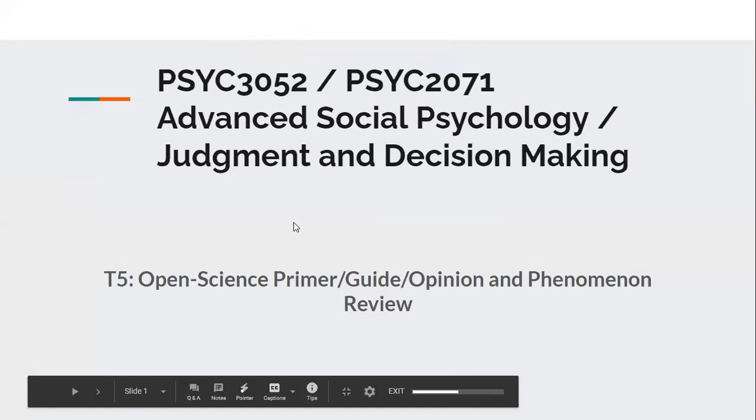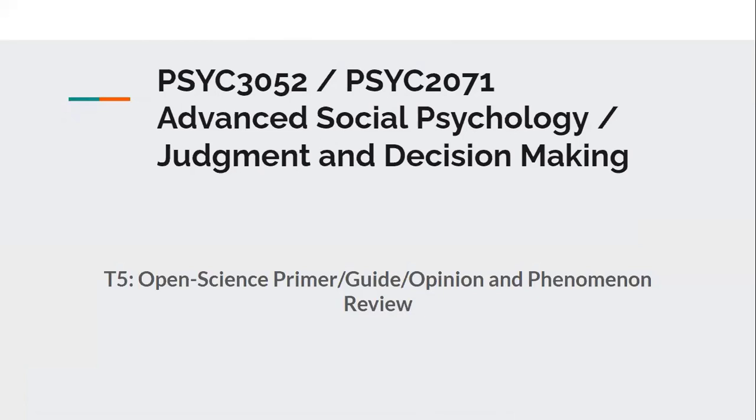Hi all, I'm Kit. Today I will present the open science primer guide, opinion piece, or the phenomenon review for the judgment and decision making course as well as the advanced social psychology course. So the advanced social psychology course students will work on the open science primer guide or opinion piece, and the judgment and decision making course students will work on the phenomenon review.